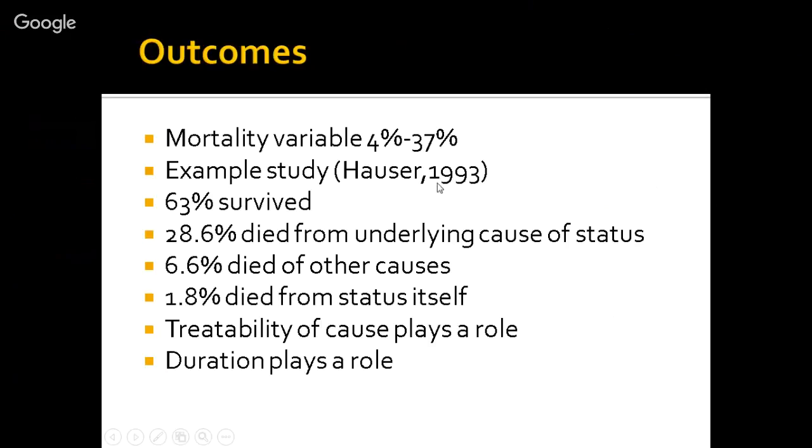Hauser did a big study. I think they're also on the West Coast in 1993. 63% survived, then 28.6% died from the underlying cause of the status. 6.6% died of other causes, and only 2% actually died of status itself. So pointing back towards the underlying causes being the problem. Treatability plays a big role, and duration. Again, more than 24 hours, you're looking at lower viability.